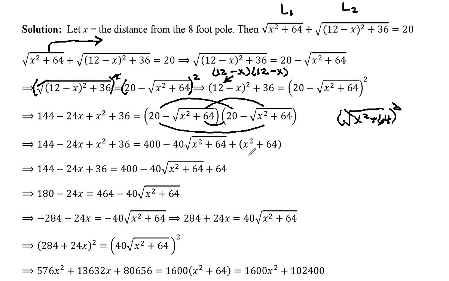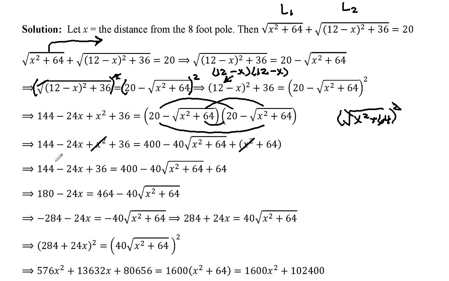So now we got rid of one of the radicals by doing that. We're left with one radical here. We want to isolate that and then square again. First, notice we've got an x squared that's common on both sides, so we can subtract that off. And then 400 plus 64 is what's left. So on the right-hand side, 400 minus 40 root x squared plus 64, plus 64. On the left-hand side, 144 minus 24x here, and then the 36 I brought down.